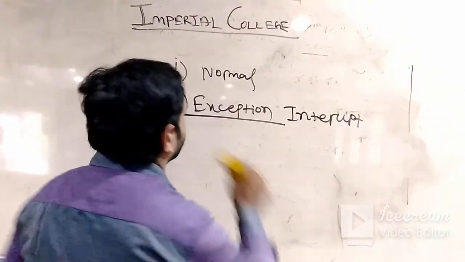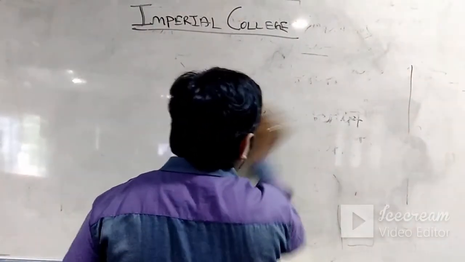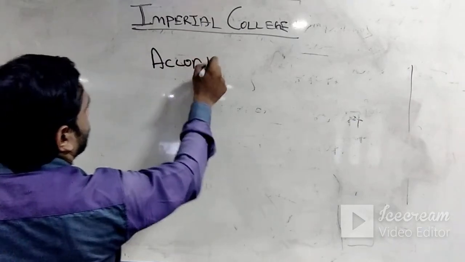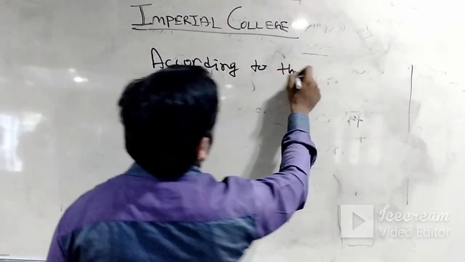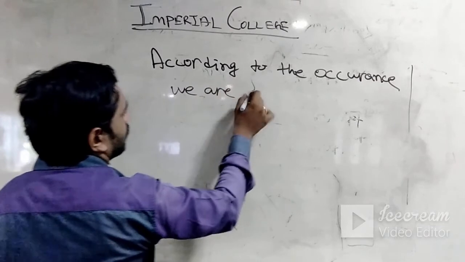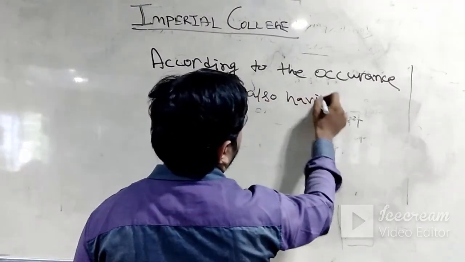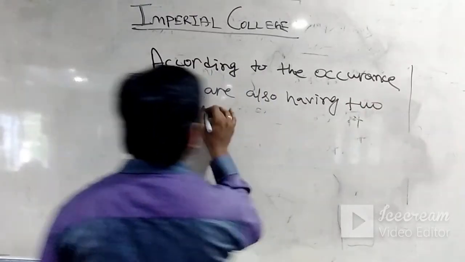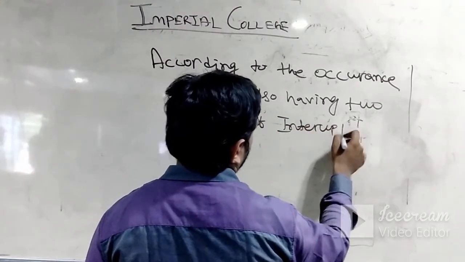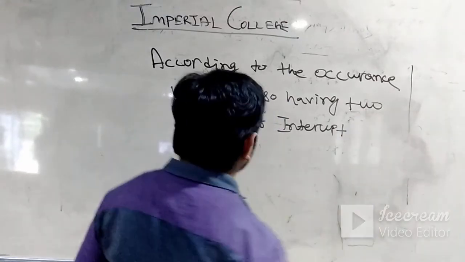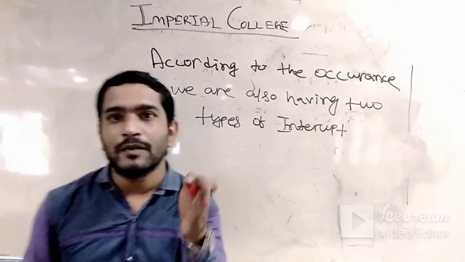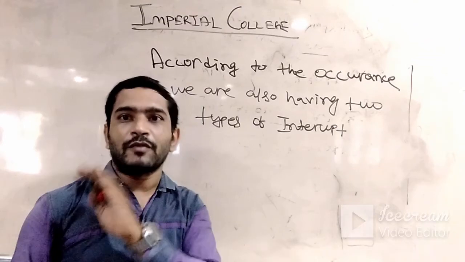But apart from this, according to the occurrence, we are also having two types of interrupt. That means ye to types of interrupt ho gaya, lekin wo interrupt signal aata kaise, us interrupt signal ke aane ke hisaab se bhi hum apna interrupt ko categorize kar sakte hain.